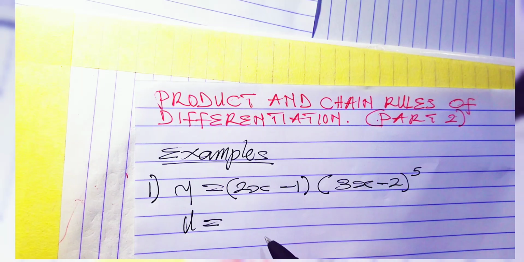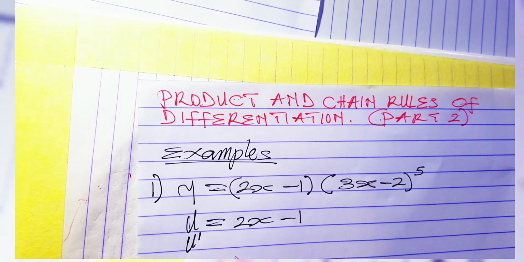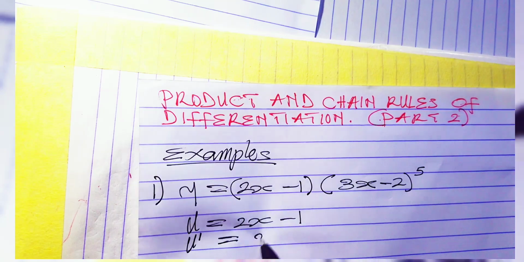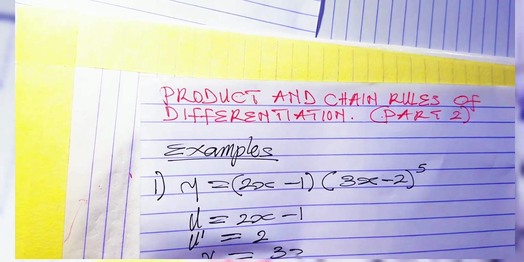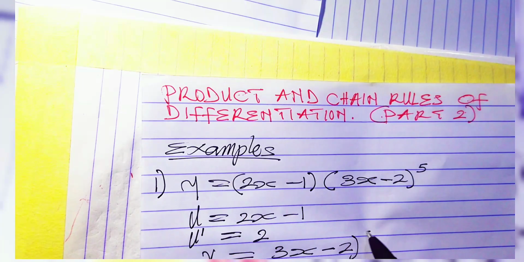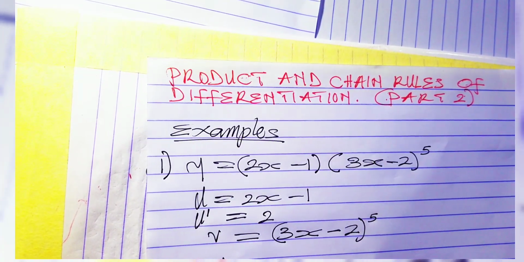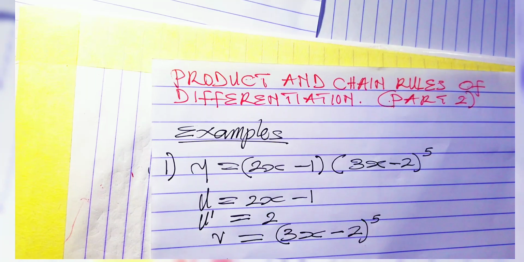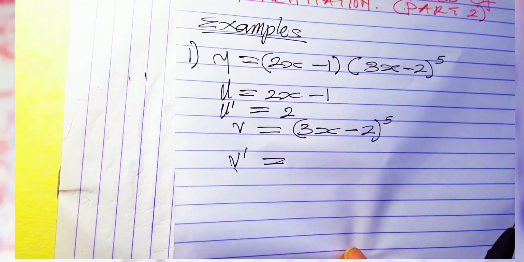If u equals 2x minus 1, then the differential value of u is going to be 2. And the same thing, if v equals (3x minus 2) raised to the power of 5, of course uv, which is our product rule. Then differentiating v, this is where we need to apply the chain rule to solve this question.